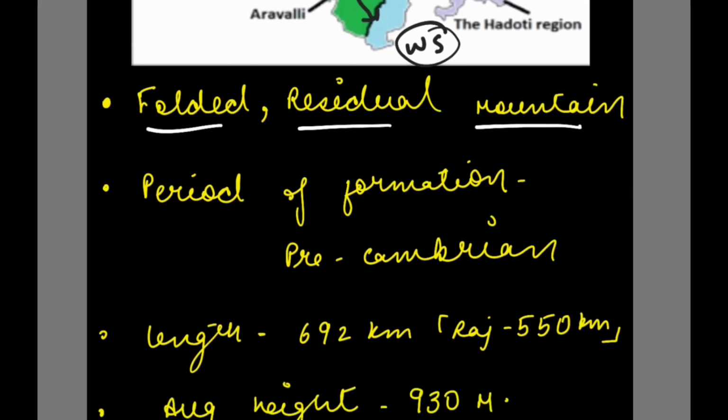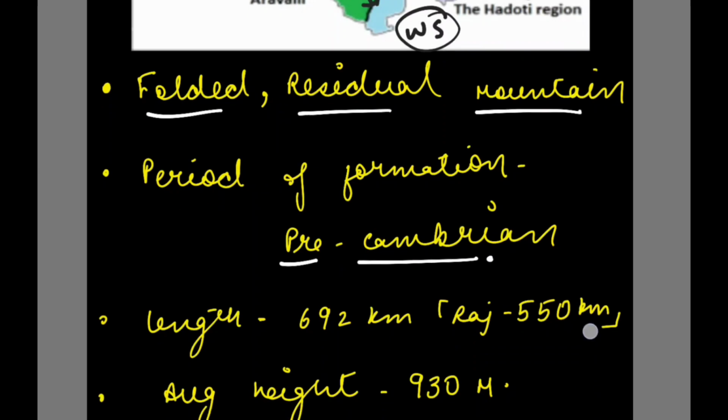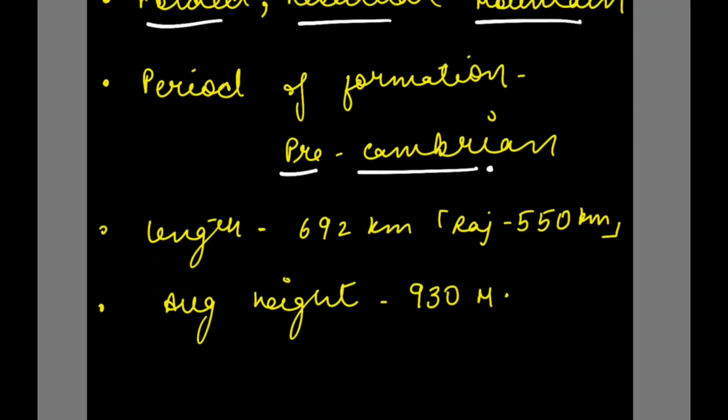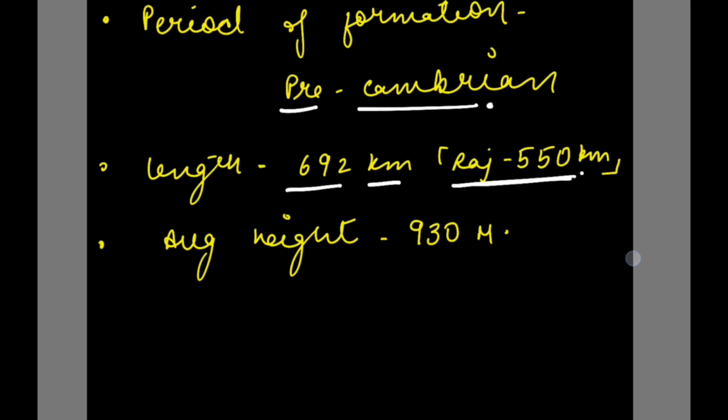The period of formation of Aravalli is Precambrian. Moving towards the length, as I have already discussed, it is 692 kilometers, that is from Delhi to Gujarat it is 692, and in Rajasthan it is 550 kilometers. Average height is 930 meters.